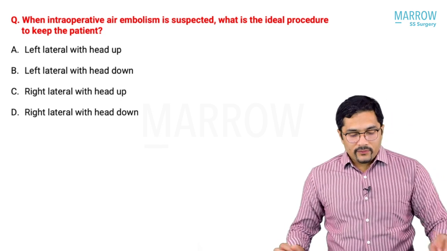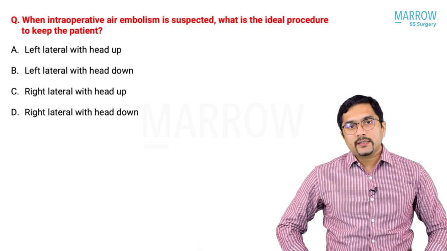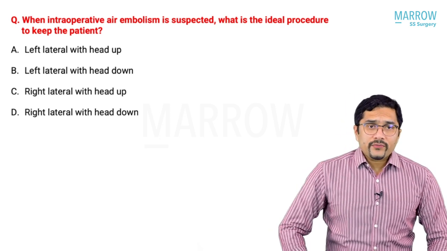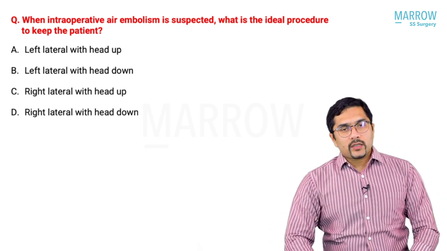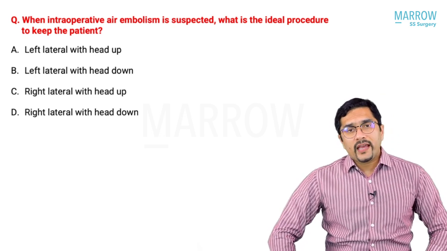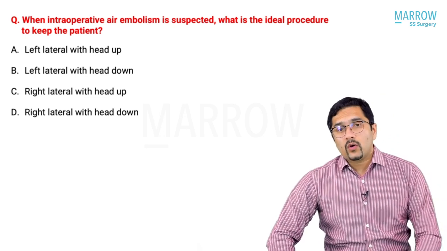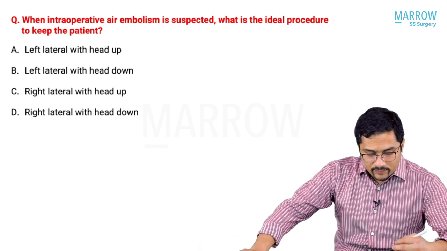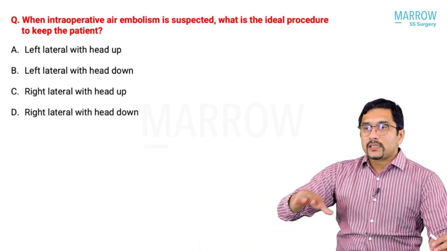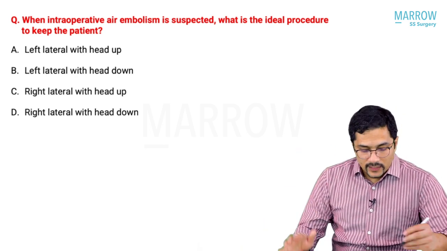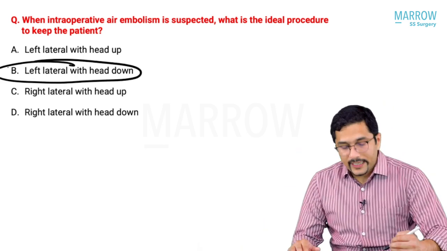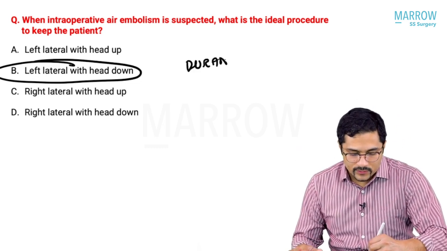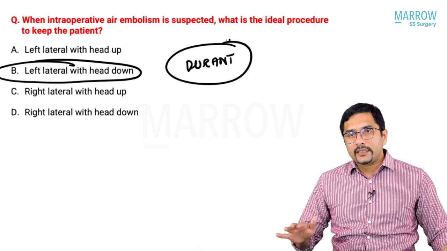When intraoperative air embolism is suspected, what is the ideal position in these patients? If there is air embolism, usually approximately 50 to 100 cc of air is required to cause it, and in that condition what we need to do is left lateral and head down position. Some people like to call it the Durant's position as well. Left lateral and head down.